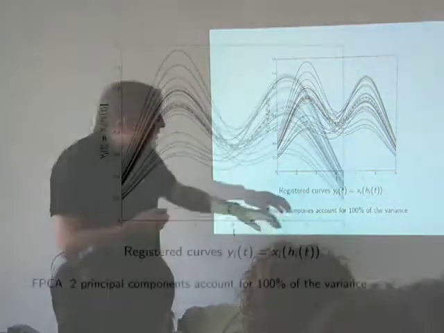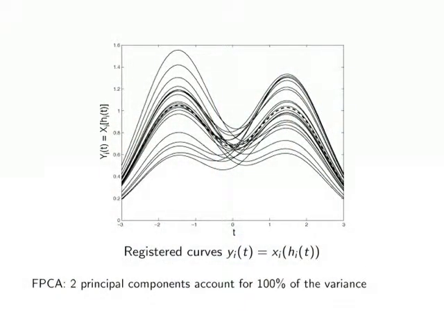Registration is usually done by considering x(h(t)), where h is a warping function that makes a time transformation, so to say. And the major problem is to determine this h.